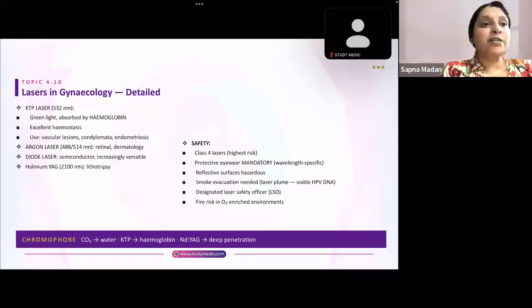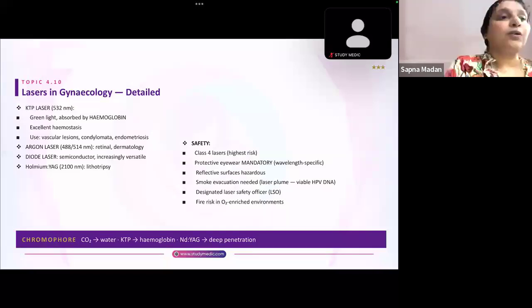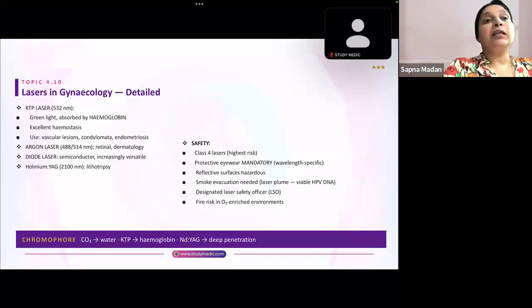Diode lasers are semiconductors, and they are very versatile. And there is something called the holmium laser, which is also a YAG laser. The wavelength is around 2100 nanometers, and it is used in lithotripsy.